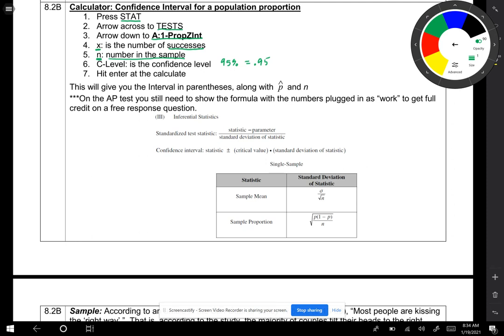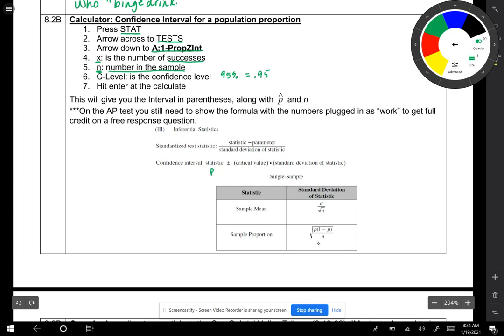And if you look on your formula sheet, it kind of tells you how to go about finding a confidence interval without giving you everything. So since in this particular unit right now, we are talking about proportions, our statistic will be p hat. Our critical value will be z star. And our standard deviation of the statistic will be a variation of this formula.